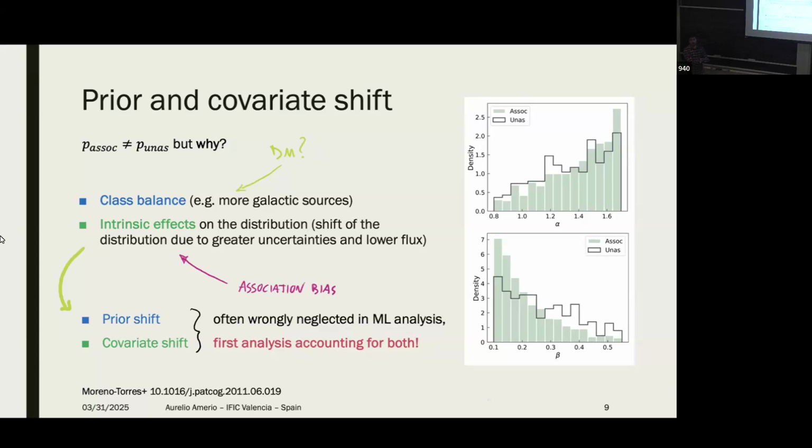So in many machine learning studies, what they do is that they train some model on the associated sources, and then they apply it as is on the unassociated sources. And if there are more galactic sources, you're going to make a mistake just because your training data set had a different balance of sources. So this is one thing that we need to take into account. The other thing is that since it is harder to measure the unassociated sources, and that's why they are still unassociated, there might also be some intrinsic effect on the distribution.